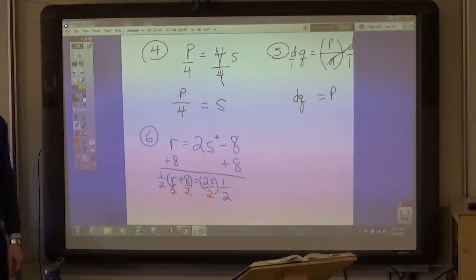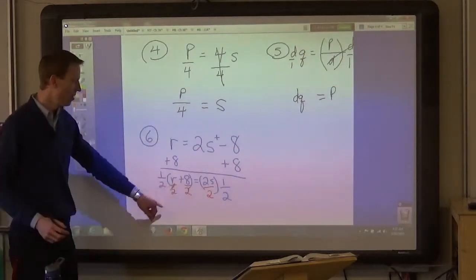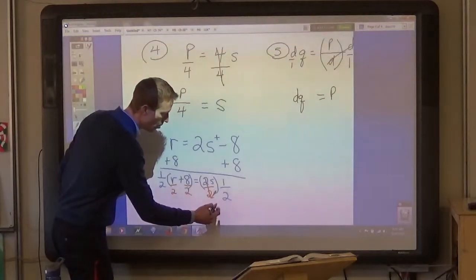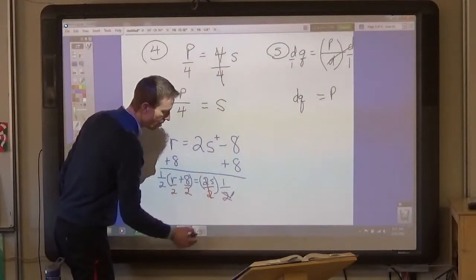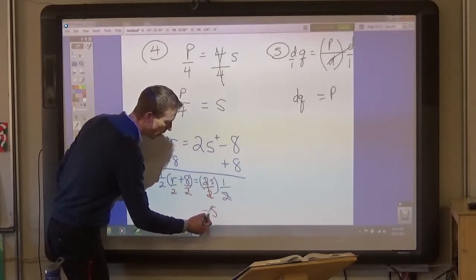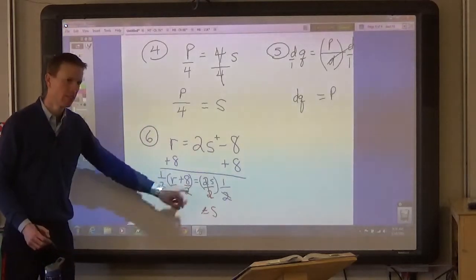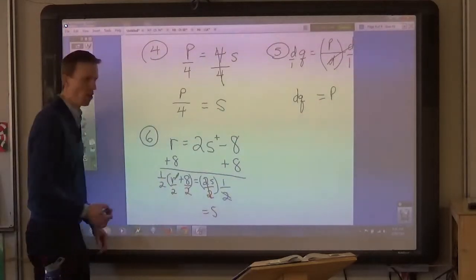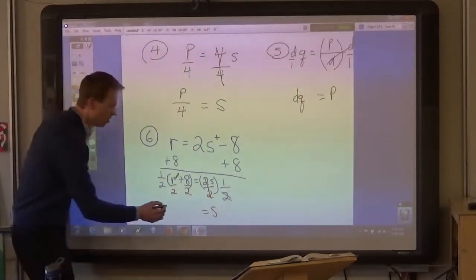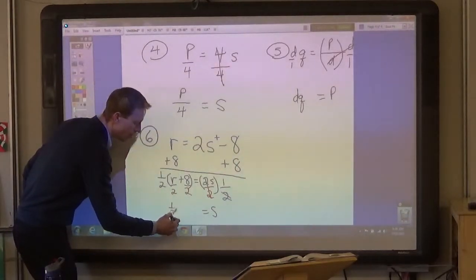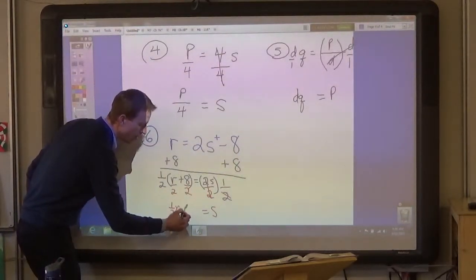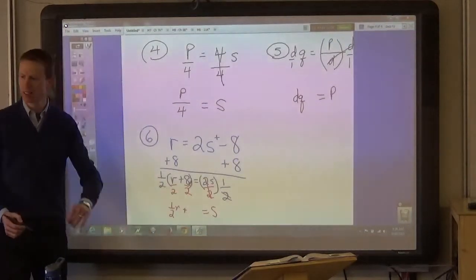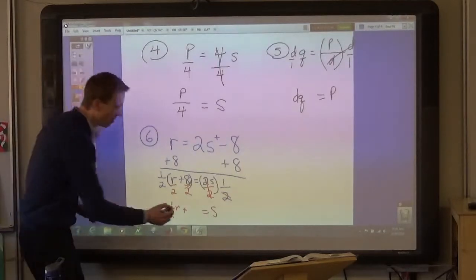Okay? So, how do we simplify this then? We cross off the 2's. We have 1S over here. Now, how do we simplify this? What's 1/2 times R? Henry? 1/2 R. And 1/2 times 8, or 8 divided by 2, is 4.